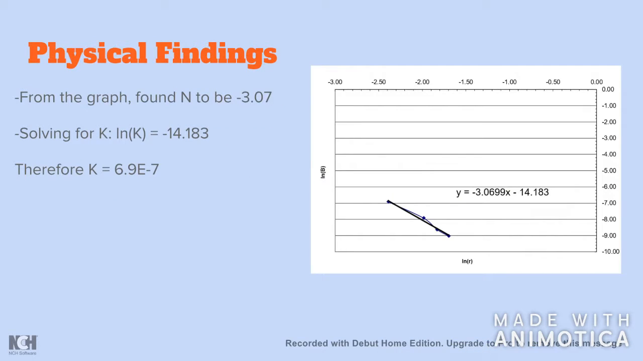After plotting this data into a graph of natural log of magnetic field versus natural log of distance, I found my data to be almost linear. From the equation of this curve, I found the value for n to be the slope of the graph, which is negative 3.07. I was also able to calculate the value of k, the constant in this equation, by observing the natural log of k is negative 14.18. I then took the exponent of this value to find the value of pure k, which is 6.9 e to the negative 7.